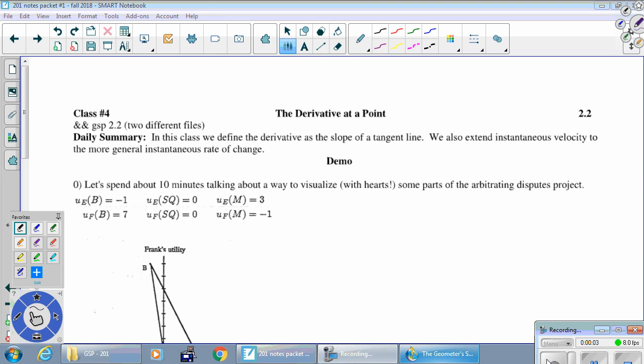Lesson number four, demo. In this class, we define the derivative as the slope of a tangent line. We also extend instantaneous velocity to the more general instantaneous rate of change.